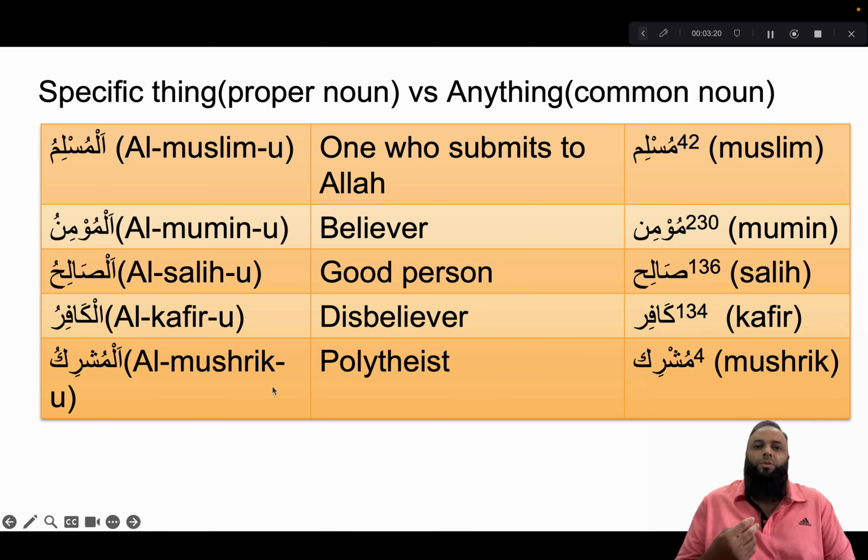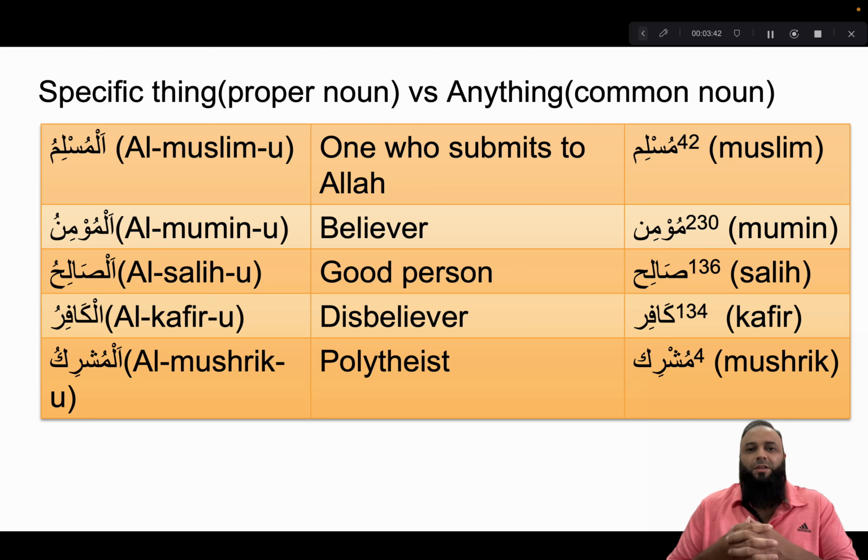Right. So now we have two types of nouns. The first one is, and this slide is also going to help us learn a few words in Arabic. So slowly we are going to simultaneously build up our vocabulary also. So there are two types of nouns. One is a proper noun and the other is a common noun.